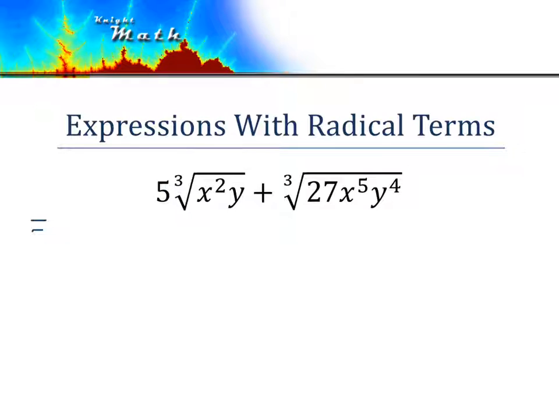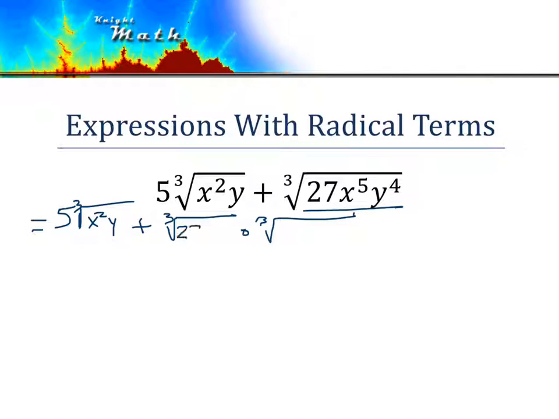Here we can't simplify because these exponents are not bigger than 3. So we've got to leave that guy alone. So we have the 5 times the cube root of x squared y. All right, but over here on this guy, we can. So this can be simplified. So let's break it into two radicals. We're using the radical product rule. Over here, we're going to take the things that we can cube root.